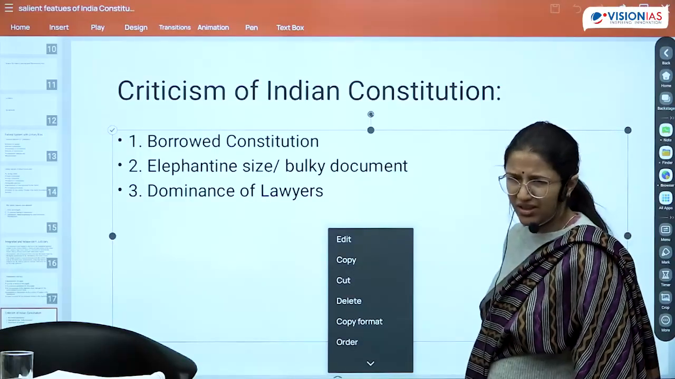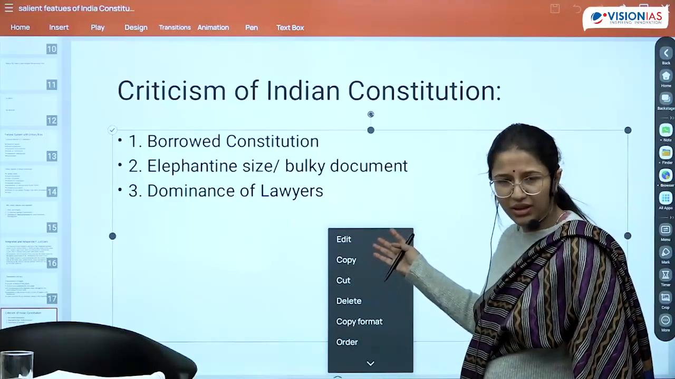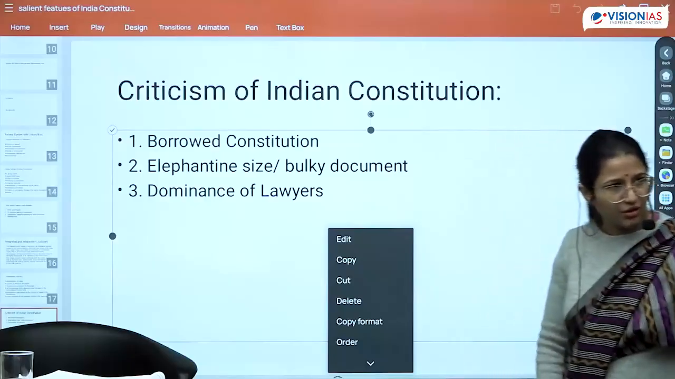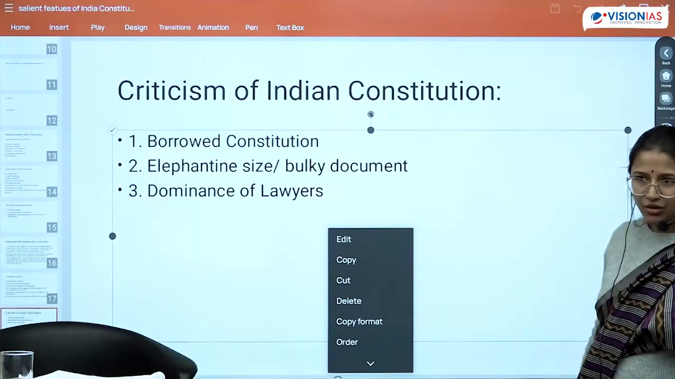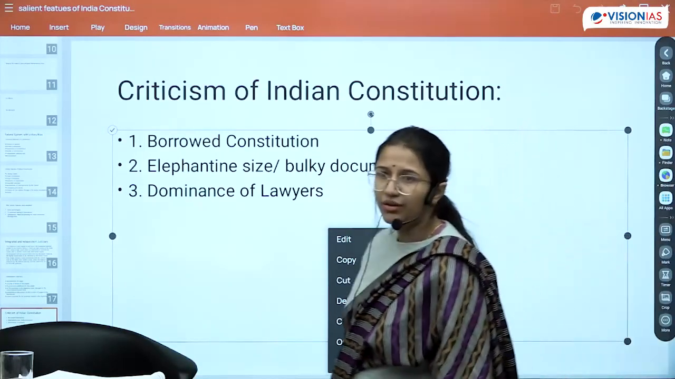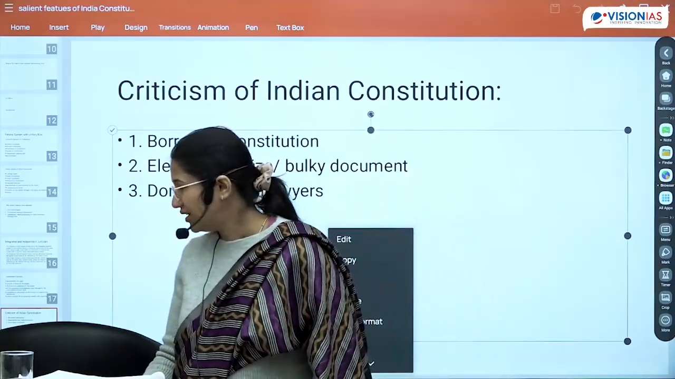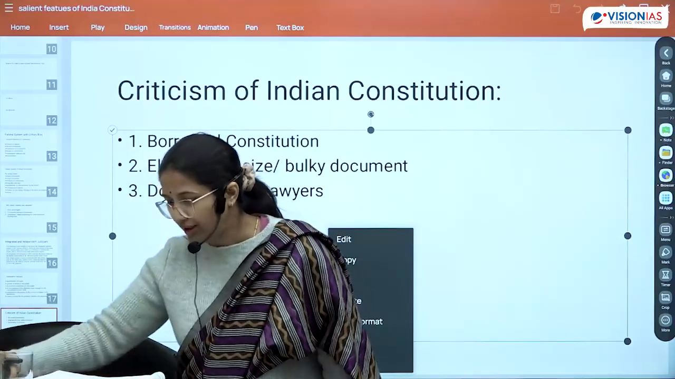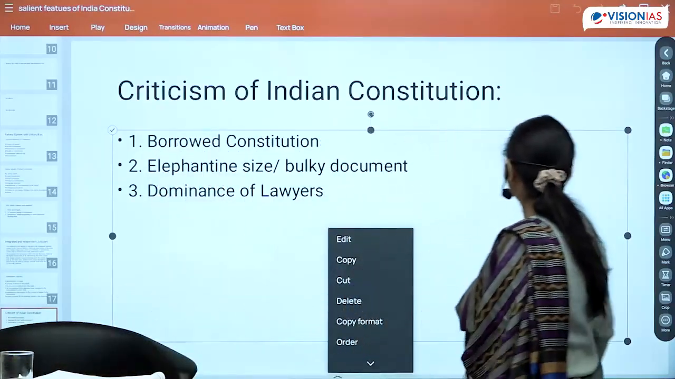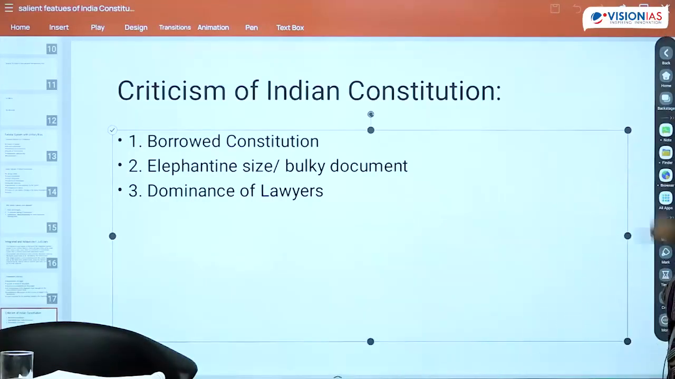So this is with respect to some general criticism of the Indian Constitution or the nature of the Indian Constitution. With it, we complete our discussion on the salient features of the Indian Constitution. The next topic that we will be starting with is the rights under the Indian Constitution.